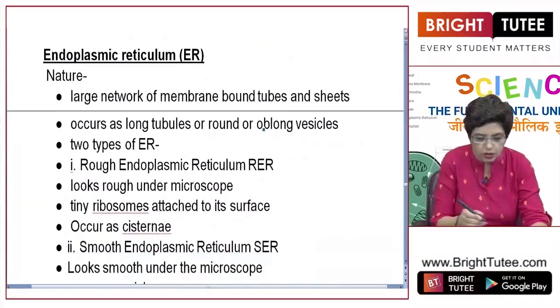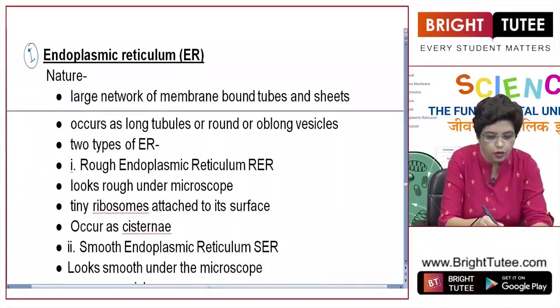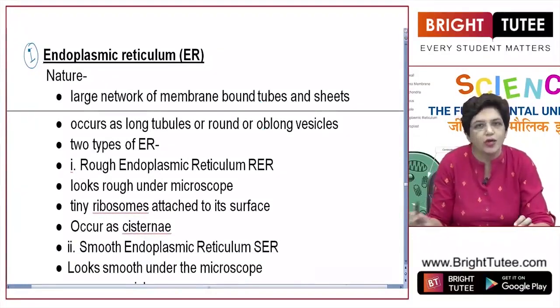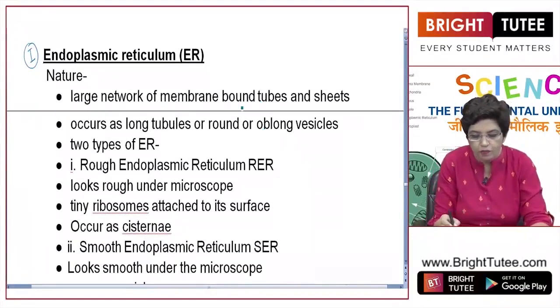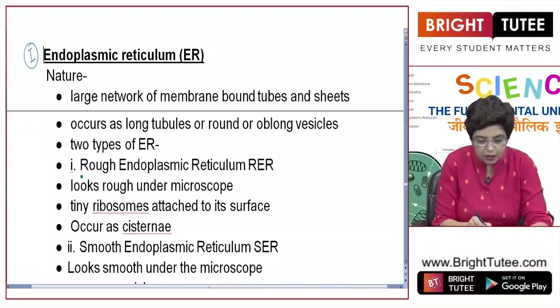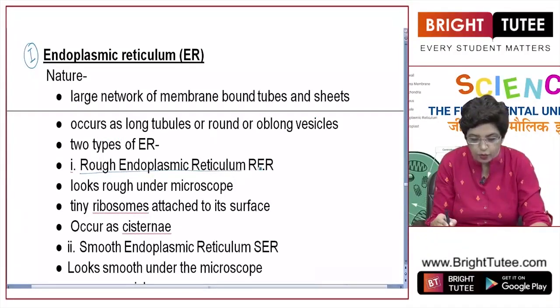So the first organelle is the endoplasmic reticulum. In short, I have written ER. Okay. In nature, they are a large network of membrane-bound tubes and sheets. They occur as long tubules or round or oblong vesicles. Endoplasmic reticulum is of two types. First is rough endoplasmic reticulum or the RER.